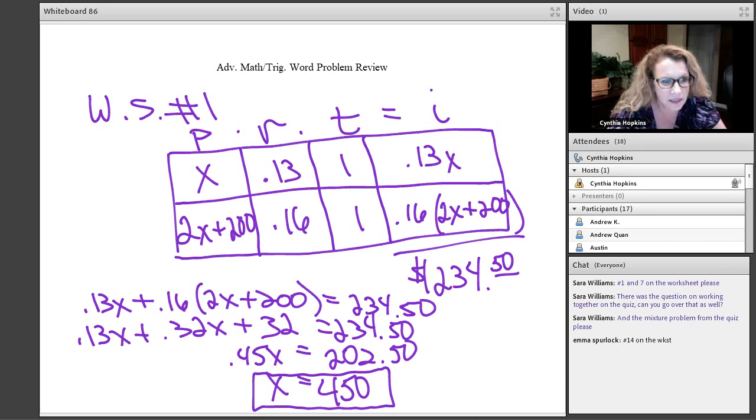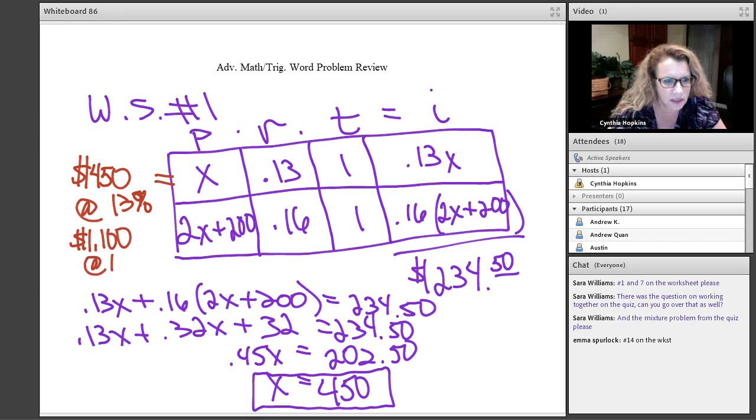And then lastly, now that I know that my X is 450, I can come back to my chart and say, oh, that's right. That was the amount of money that he borrowed, $450 at 13%, because I want to give a nice complete answer. Okay, and then I'm going to take that 450, multiply it by 2, and add 200, and that gives me $1,100 at 16%. And so these two answers in red are my final answers.